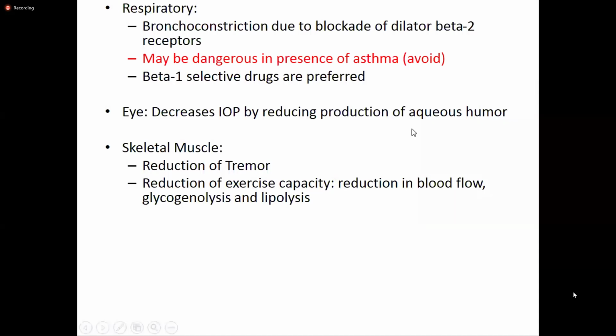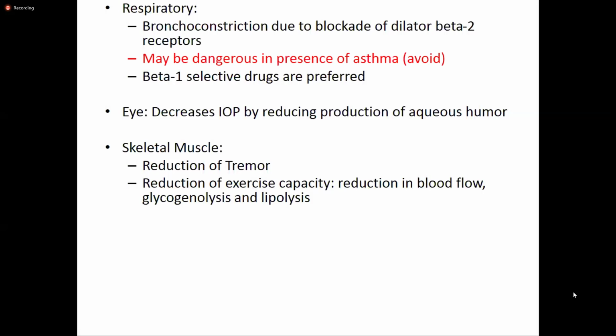And in the skeletal muscle, the stimulation of beta 2 receptors usually causes tremors, increasing contraction of the skeletal muscle. Whereas beta blockers will have the opposite effect. So they can be used in the reduction of tremors, which is a pathological condition. They cause the beta 2 receptors present in the skeletal muscles to be blocked, and they reduce the tremors.